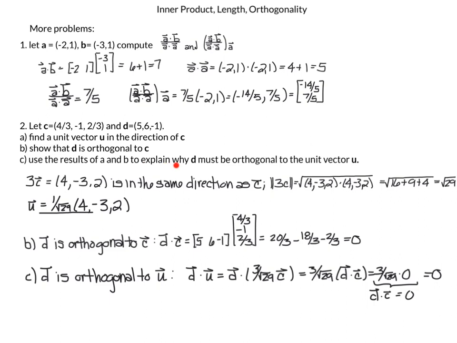Last, use the results of A and B to explain why D must be orthogonal to the unit vector. Well, D is orthogonal to C, and U is a scalar multiple of C. So D dot U is equal to D dot U, and U is equal to 3 over square root of 29 times C, right? Again, U is just a scalar multiple of C. So we can pull out the scalar multiple, and we get D dot U is equal to 3 over square root of 29 times D dot C, but D dot C, we've already determined, was equal to 0. So this whole thing is equal to 0. That means D dot U is also 0, and D and U are orthogonal.